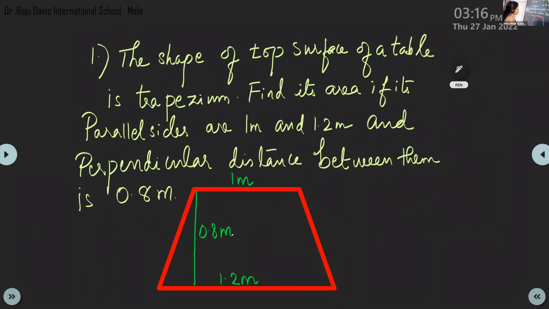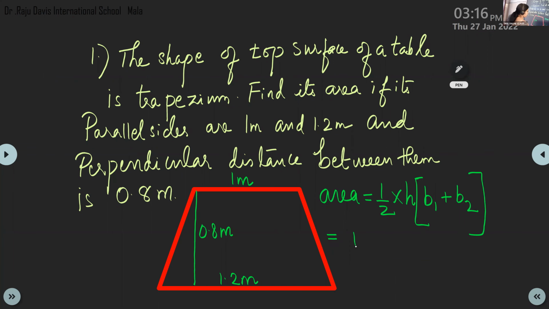Now what is asked? We have to find the area of the trapezium. Area is equal to, you know the formula, write the formula: half into h into base 1 plus base 2. So you can substitute in that, isn't it?